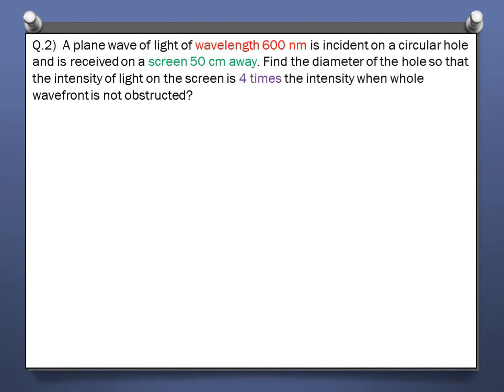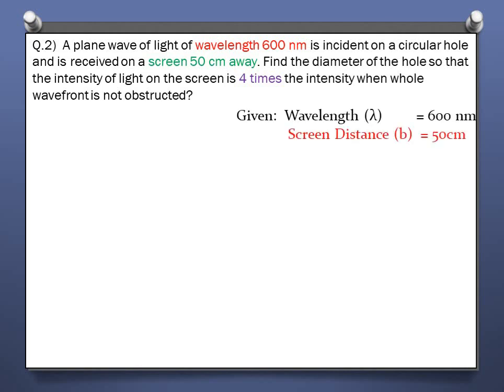Move to the next problem. A plane wave of light of wavelength 600 nanometer is incident on a circular hole and is received on a screen 50 centimeter away. Find the diameter of the hole so that the intensity of light on the screen is 4 times the intensity when the whole wavefront is not obstructed. So here the given quantities are wavelength, screen distance and one condition. Let's understand that condition.